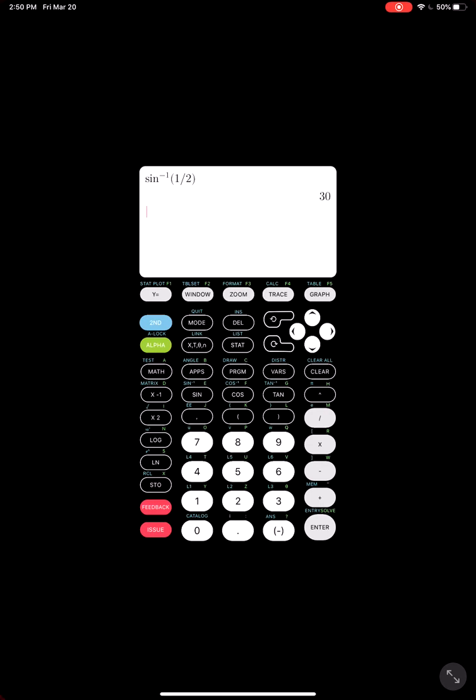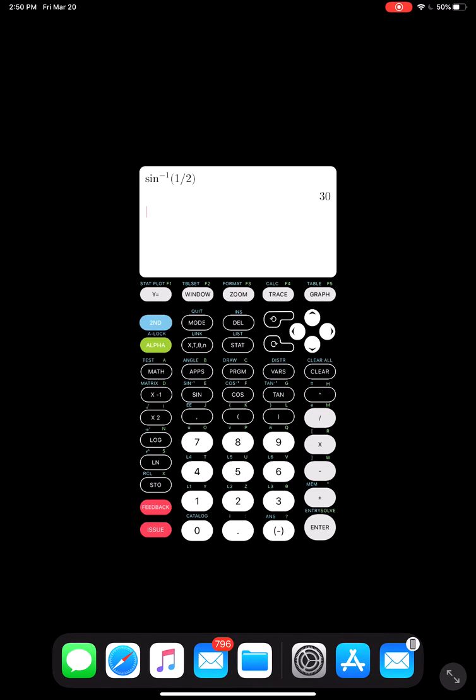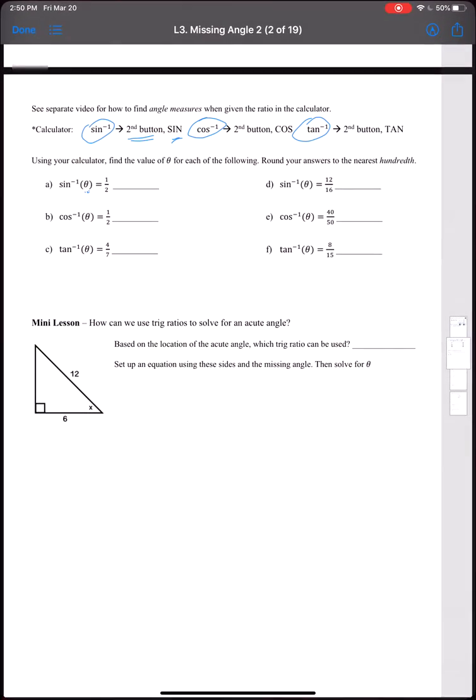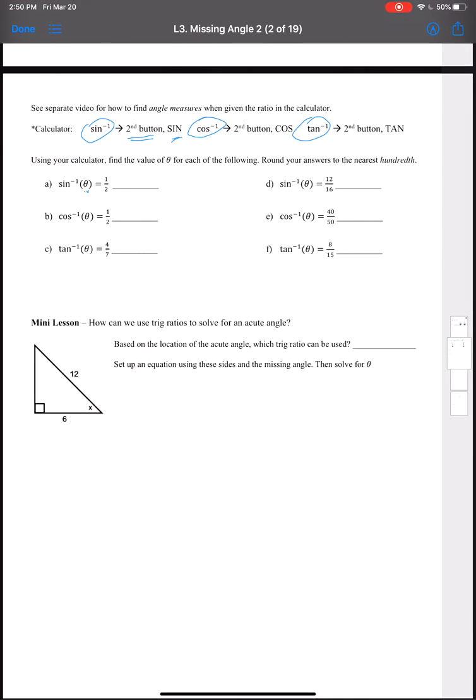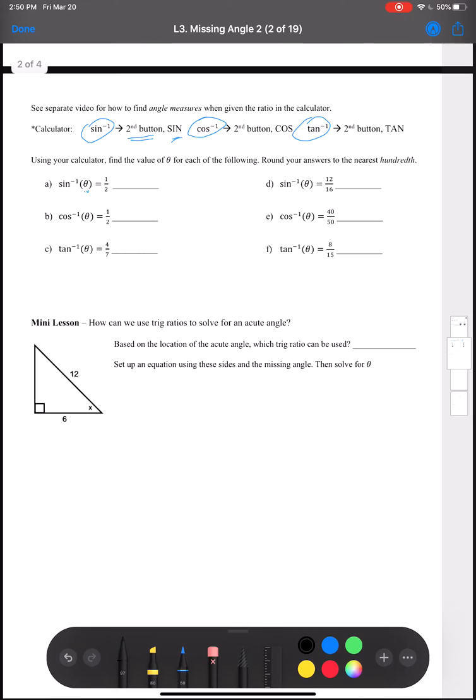Okay, so we come back, and this is equal to 30 degrees. So we're going to write that in here. So the inverse sine of 1/2 is equal to 30 degrees. I'm not going to switch back and forth. I will switch back and forth when we do actual problems, but for now I just want to get the answers up here. You can do them yourself and see if they match.